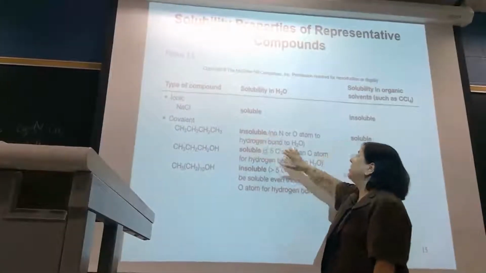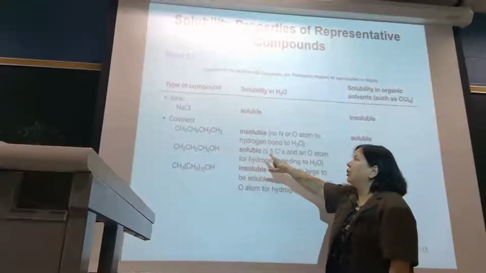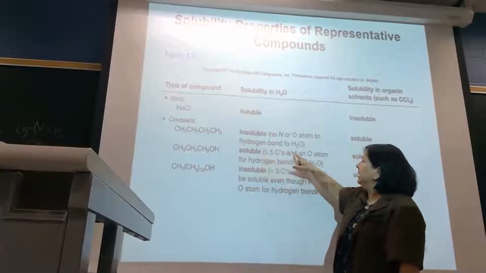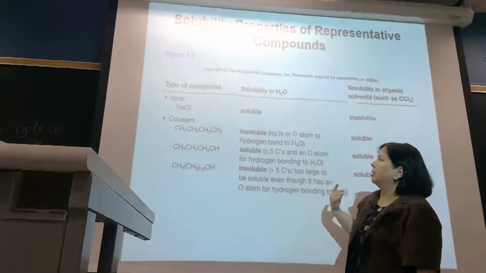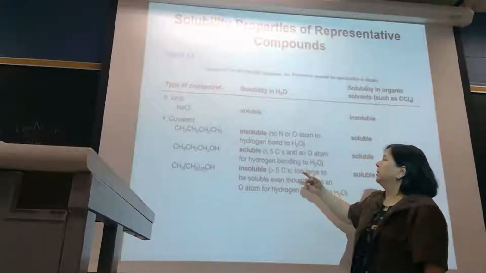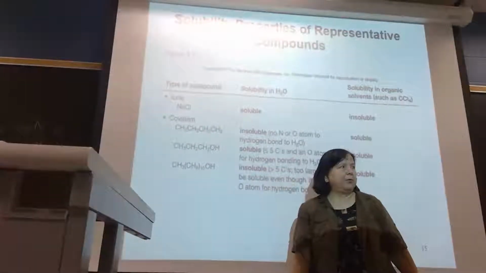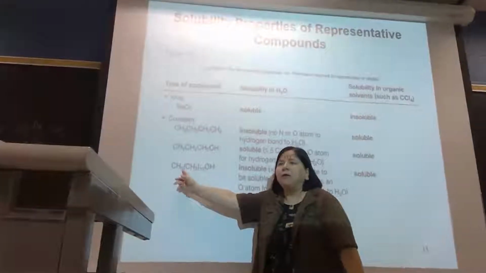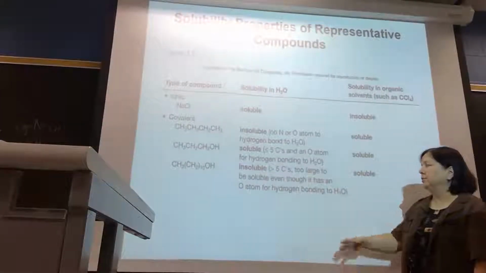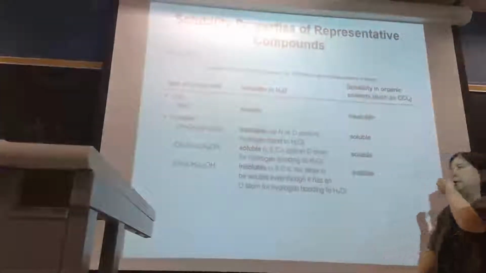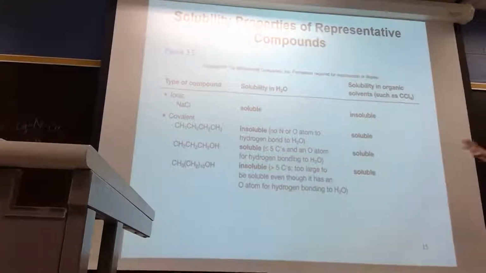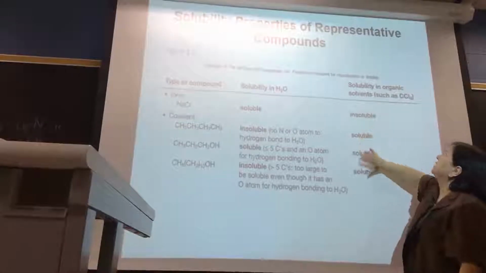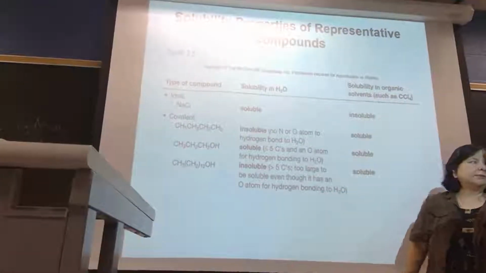Alkanes are insoluble. Alcohol, if you have 5 or fewer carbons on each oxygen that can do hydrogen bonding with water, it is soluble. And if you have more than 5, then you cannot. But all of them, except ionic, all organic compounds are soluble in organic solvents.